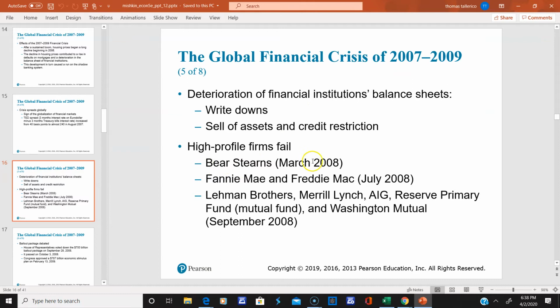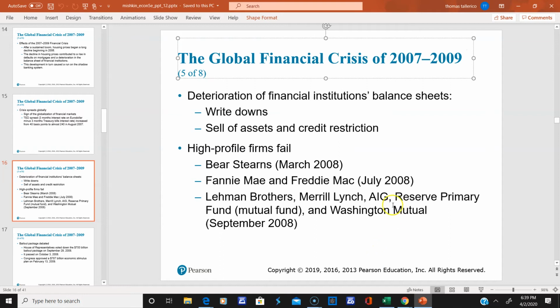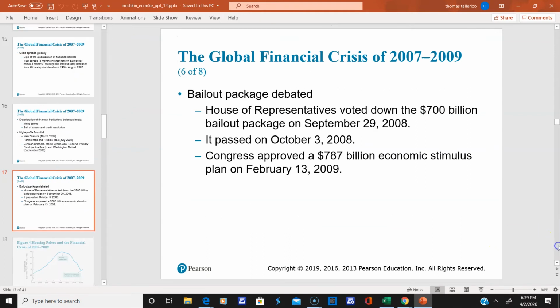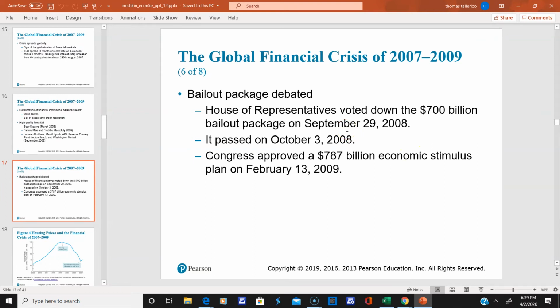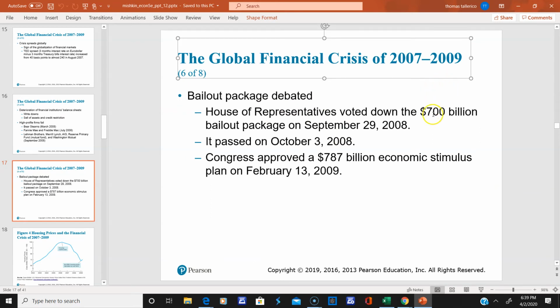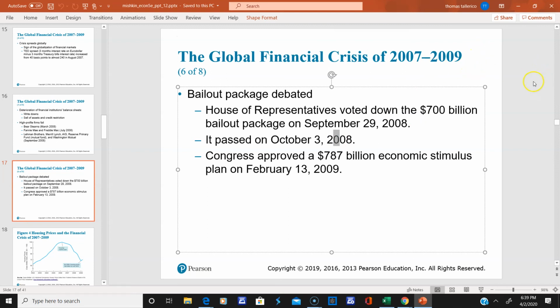So, high profile: Bear Stearns fails, and Lehman Brothers goes under. I think Merrill Lynch bought Lehman Brothers. AIG goes under because they had all the credit default swaps. And basically all this happens, and it was pretty much bedlam at that point. So the Fed comes up with a bailout package. The House of Representatives debated it, and it was basically $700 billion. They voted it down, but then they passed it a couple days later because they had to. There was no choice. So they approved an almost $800 billion economic stimulus plan. And this was the big problem back in 2009 when I lost about $300,000. Everyone was nervous.